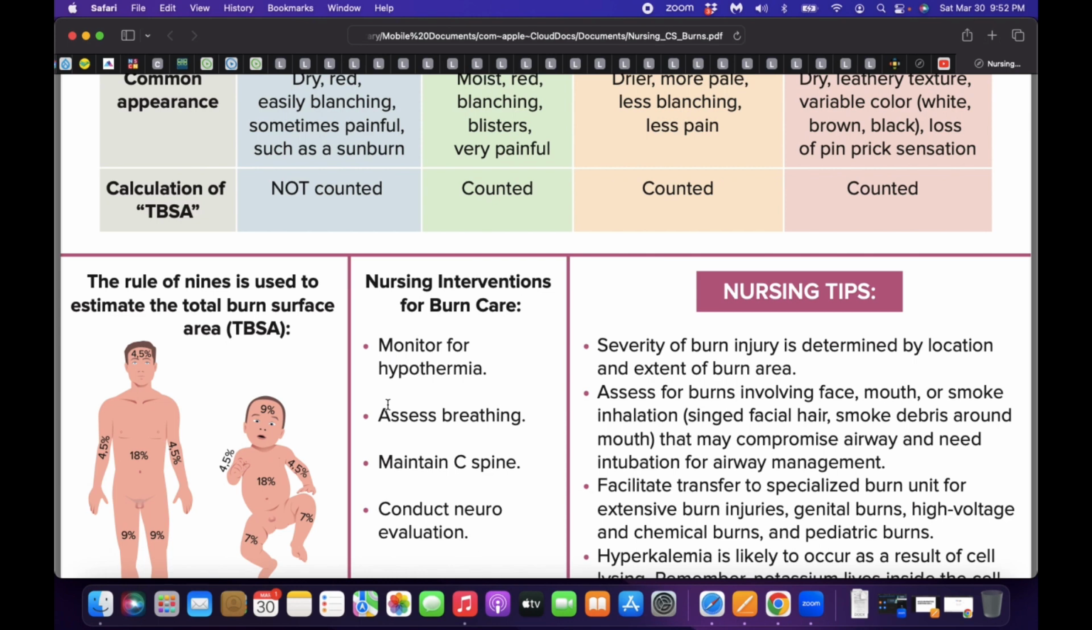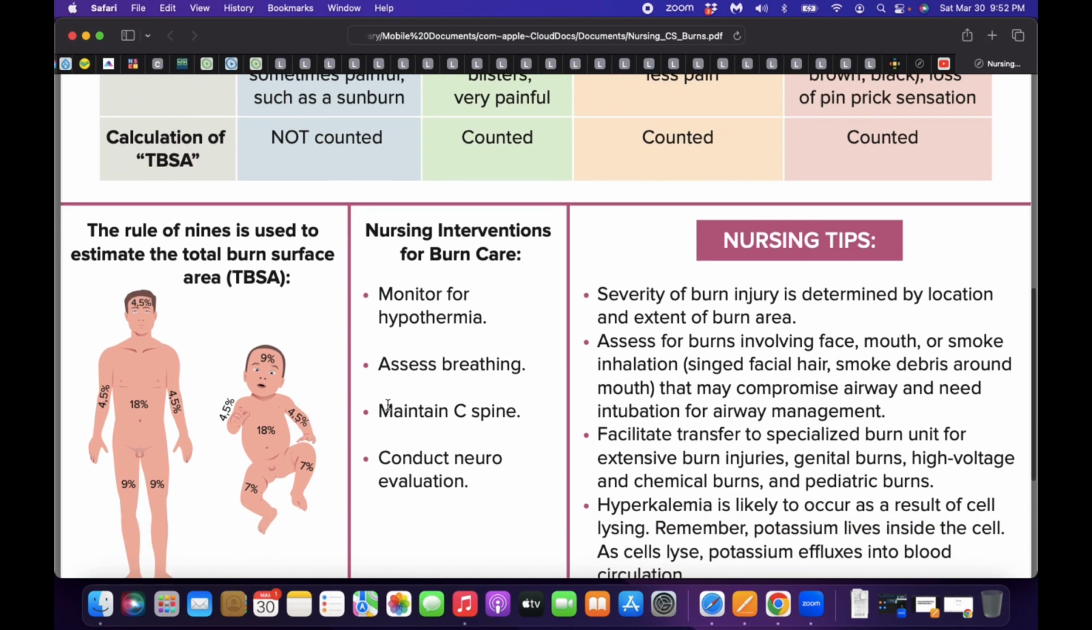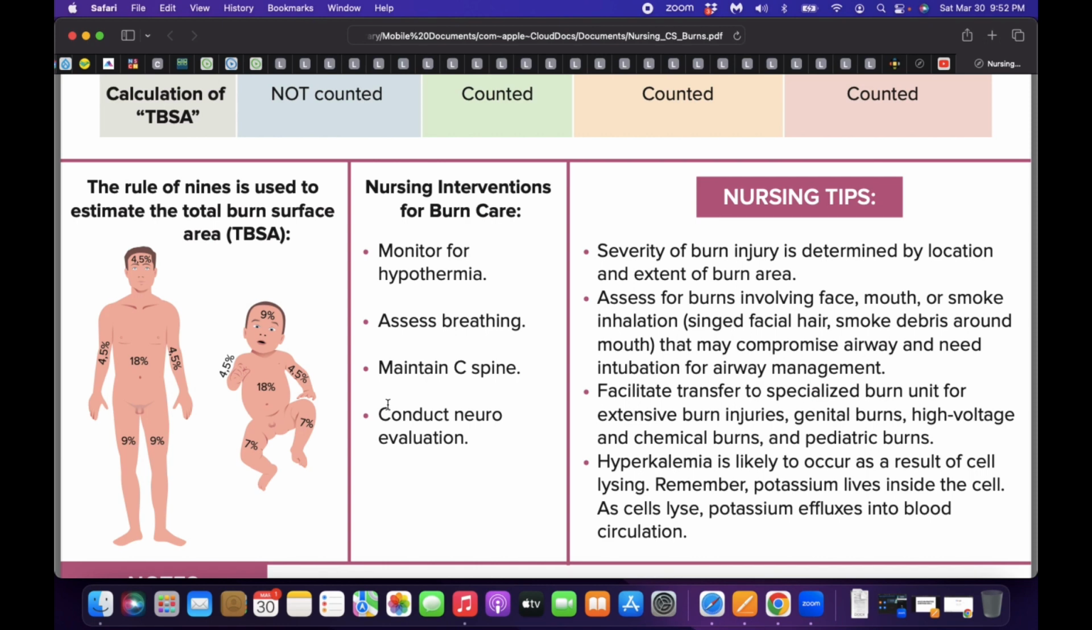Let's proceed to the rule of nines for adults. The size of a burn can be quickly estimated by using the rule of nines. This method divides the body surface area into percentages. The front and back of the head and neck equal 9% of the body surface area. I'm talking about an adult TBSA. I repeat, the front and back of the head and neck equal 9% of the body's surface area.